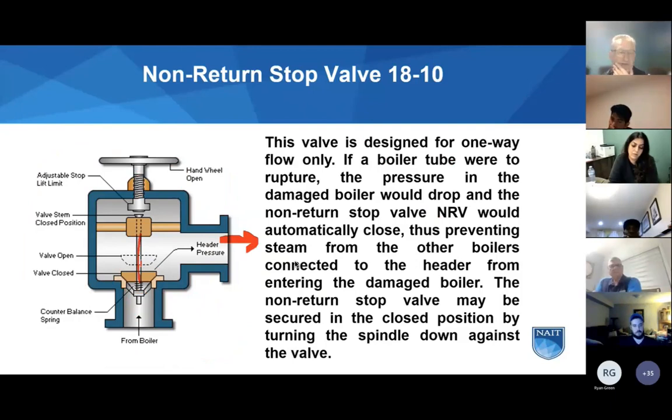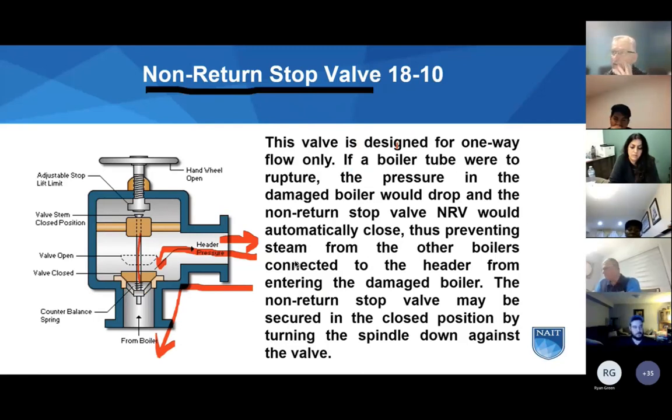open. Should something happen in the system, boiler shuts down, this disc is free to close. If pressure tries to come back from the header, it will close the disc and prevent backflow into the boiler. So we call it a non-return valve. Non-return boiler stop valve. Designed for one-way flow only.